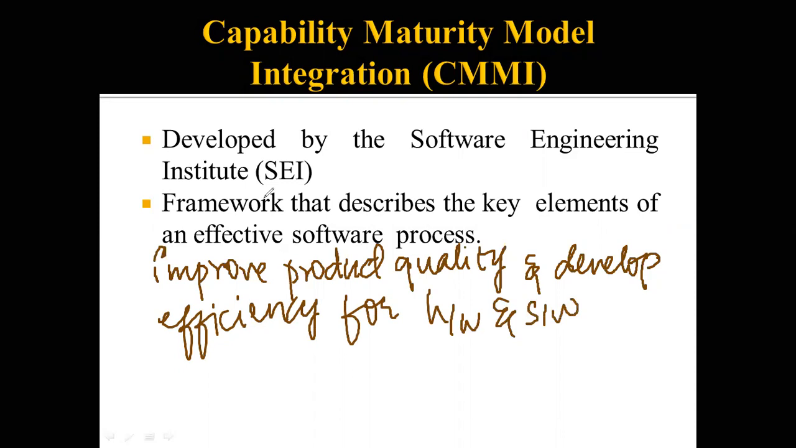So this particular model was developed so that you can improve the product quality. That is, whatever software you're developing, how you're going to improve the quality. This model focuses on improving the product quality, and it also helps to develop efficiency for not only software but also hardware. So it is going to provide you with the best quality software, and it is also going to provide you efficiency for hardware as well as software.